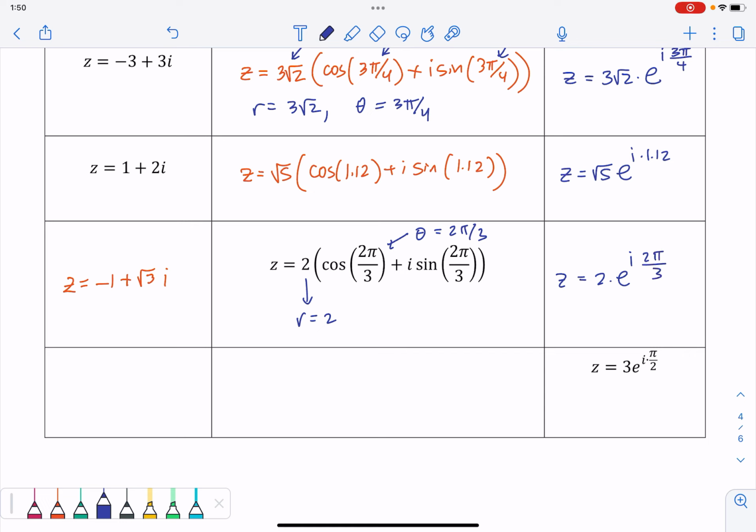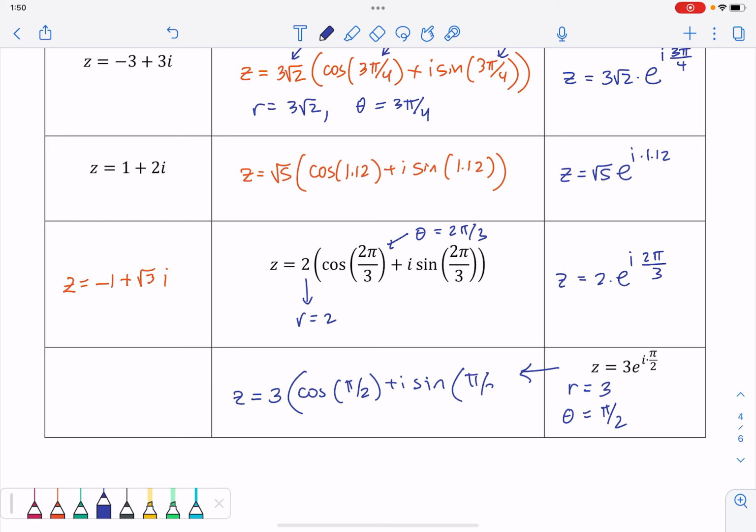All right, so in the fourth row, we are given the polar form, and we need to go to the trigonometric form. So I just need to identify r is 3, theta is pi over 2. So z is then 3 times the quantity cosine of pi over 2 plus i sine of pi over 2. Now this feels a little weird to leave it like that because it feels like you should evaluate and keep going, but that is what the trigonometric form of a complex number looks like. So we want to leave it like that.